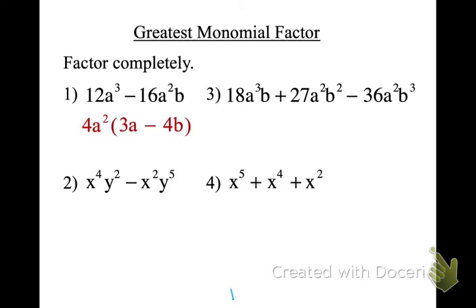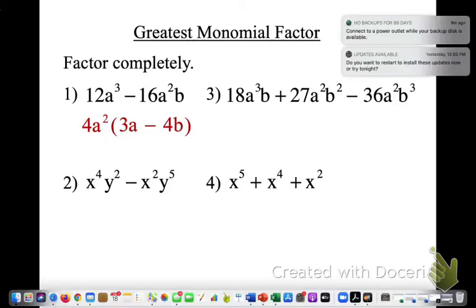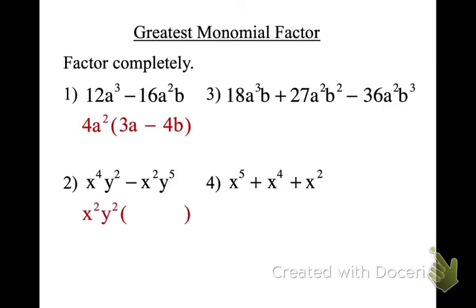Greatest amount of x's would be x squared, and the greatest amount of y's is y squared. Here we go. Okay, so I'm going to be left with x squared minus y to the third.